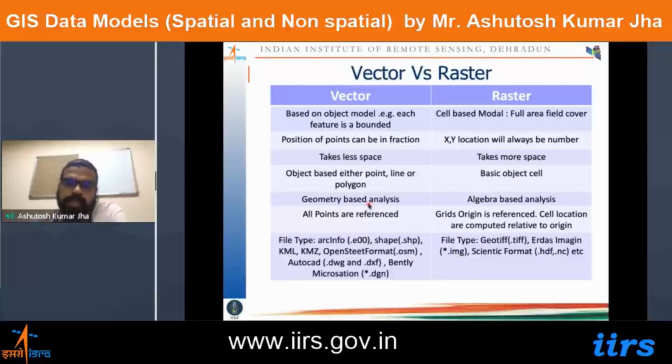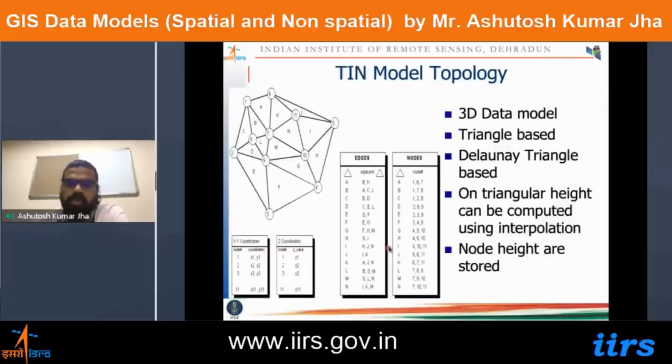But in the raster case, the raster layer data sets are already there and the grids are predetermined, so you only have to play with the corresponding grid values. That's why simple algebra-based operations are sufficient for carrying out raster analysis. In the vector, all points are referenced, whereas in case of raster data sets, only the basic origin point has to be referenced. And then based on the cell size, you can just compute the different cell locations that can be represented. A few formats are SHP, GeoJSON, and so on.